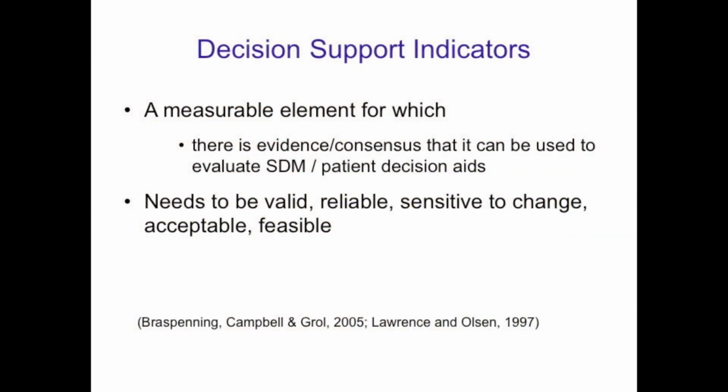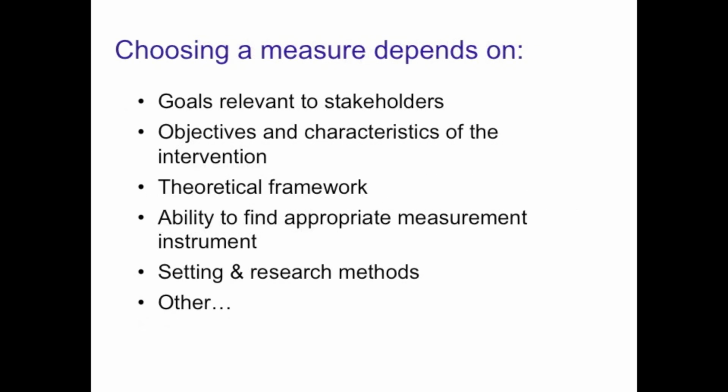So now I've changed the concept of decision support to be more inclusive, but we need to think about what's the measurable element for which there's evidence and/or consensus that it can be used to evaluate shared decision-making or patient decision aids. And we need to be thinking about these indicators needing to be valid, reliable, sensitive to change, acceptable, and feasible.